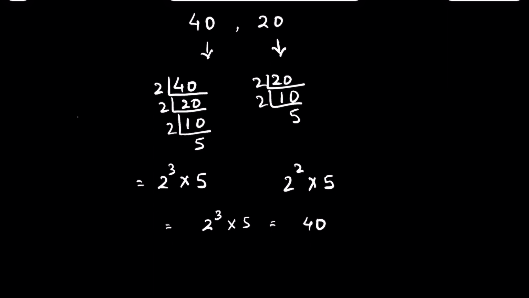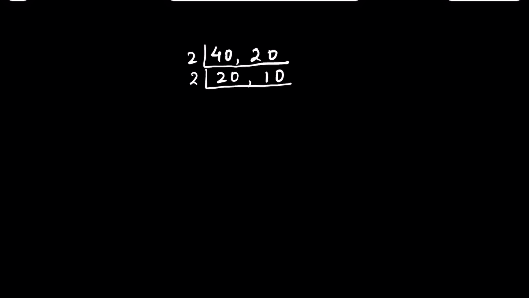Let's find the LCM through the division method. This is the most common and easiest method. We write them like this. 2 times 20 is 40 and 2 times 10 is 20. Again divide both the numbers by 2. 2 times 10 is 20 and 2 times 5 is 10.